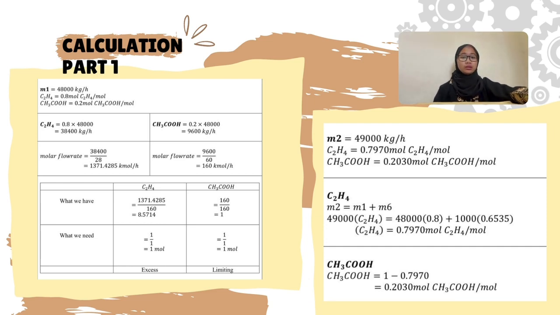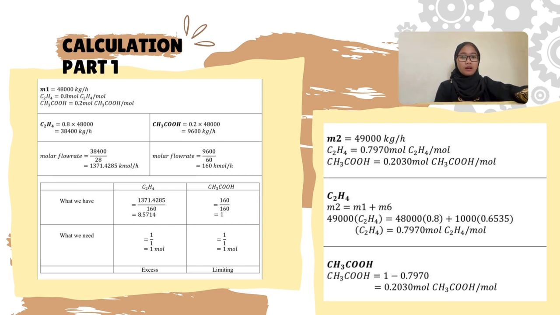Next, as we know, the output M2 is 49,000 kg per hour, and we need to calculate the fraction of C2H4, ethylene, and CH3COOH, acetic acid. To calculate the fraction of ethylene, M2 equals M1 plus M6. M2 is 49,000 kg per hour times the C2H4 fraction, equal to 48,000 kg per hour times 0.8 plus 1,000 times 0.6535, and we get the answer.